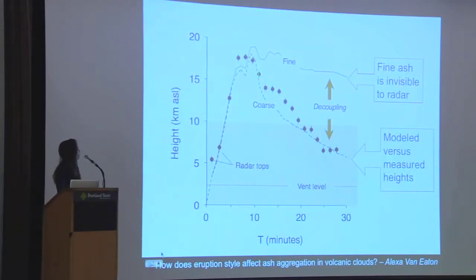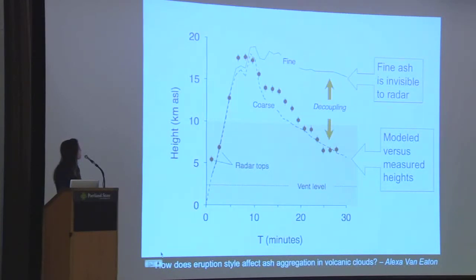a pretty good match between the simulated plume heights of the coarse particles and the hail with the actual measured radar. So the dots are the radar, and the dashed line is the model result. So it's a pretty solid match. What's totally separate is the fines.